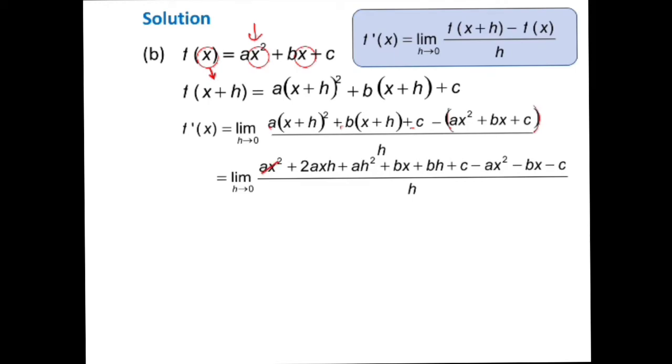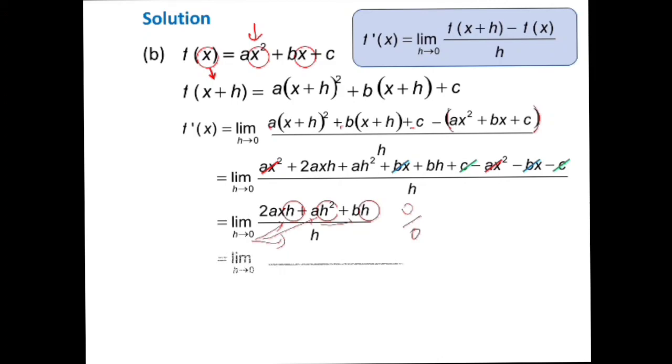ax squared can be eliminated. Next, you have the term bx minus bx and c minus c. And what's left is just 2axh plus ah squared plus bh, over h. Right now, if you substitute in 0 into the h, what you get is 0 over 0. That means you have to factorize the h until you can cancel off that h with the h at the denominator. After you have factorized, cancel off that h, then you can substitute in 0 into the h.